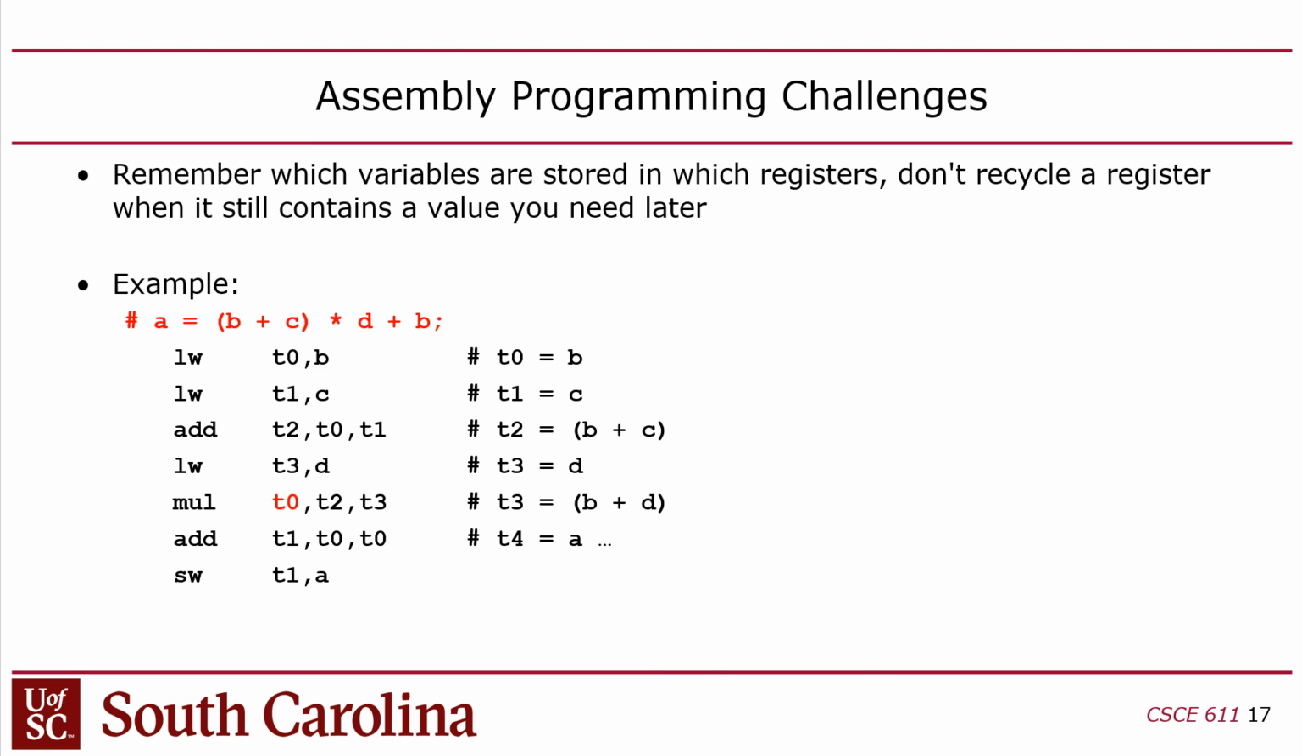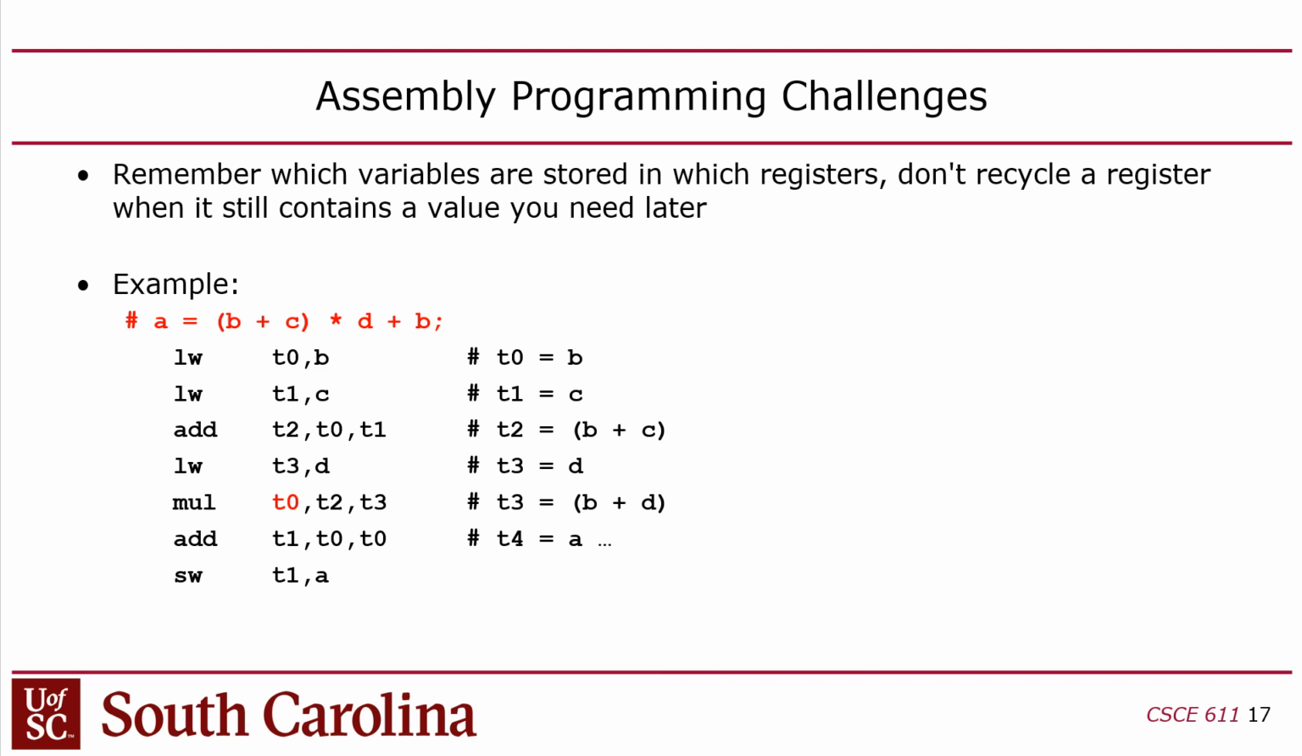In this example, the line of C code in red involves 3 arithmetic operations and 3 unique input variables B, C, and D. I load the value of B into T0, which means that T0 will effectively be B throughout the segment of code that evaluates the line of C code. After this code is done, chances are I can recycle T0, but I need to maintain T0 as B while I'm executing this line of C code.